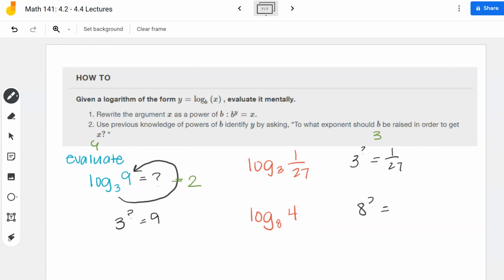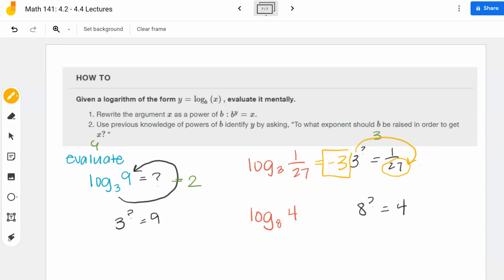If we're clever about this, we have some ways to handle it. If we have something in the denominator, that means there must have been a reciprocal. We must have used a negative exponent to get this thing into the denominator. So for this one, we need a negative so that we can bring the 3 down to the bottom, and then that's the third power. So log base 3 of 1 over 27 is just negative 3. That's our solution here. For log base 8 of 4, though, 8 to what power gives me 4?